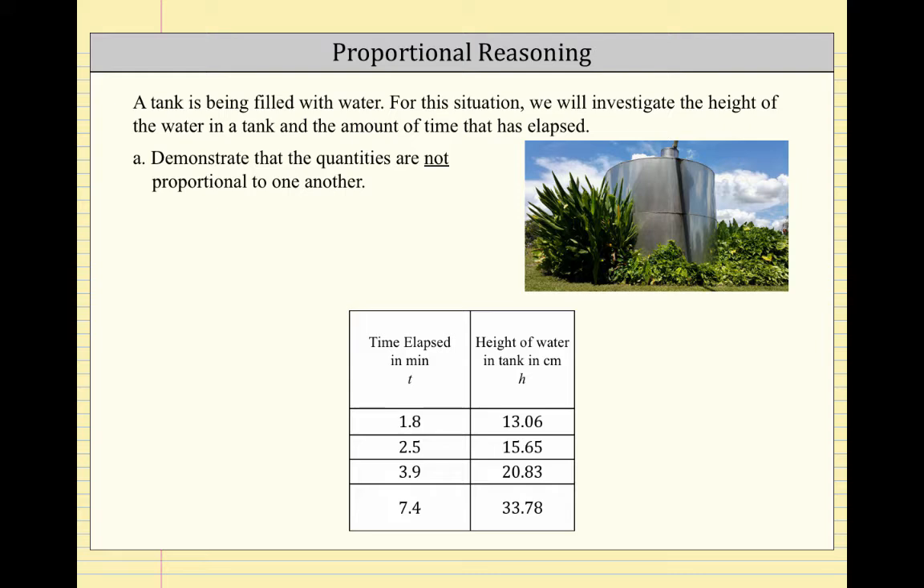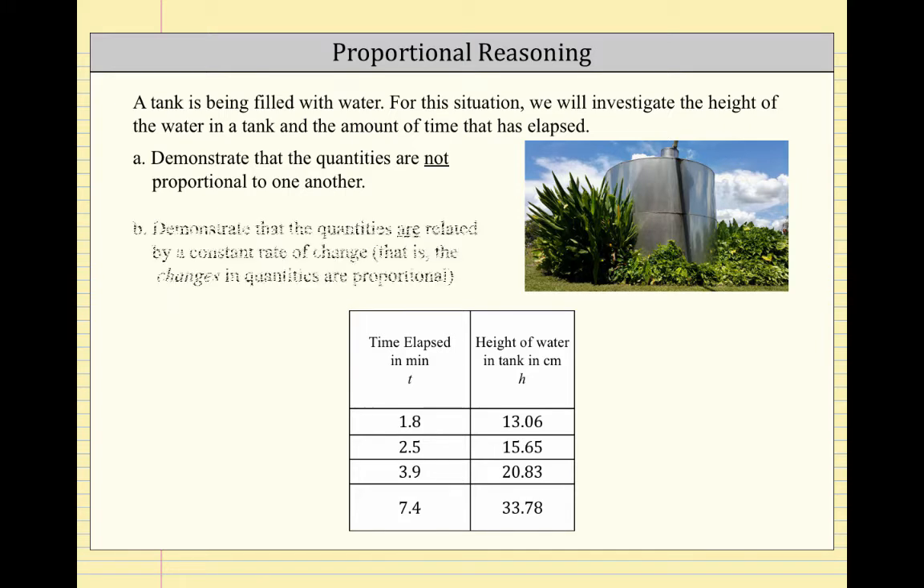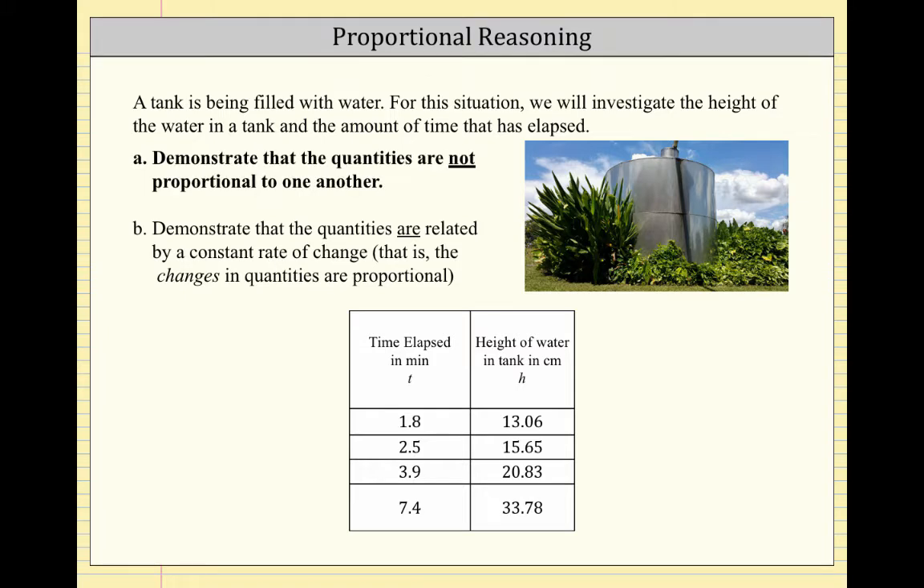The first question is we're going to demonstrate that the quantities are not proportional to one another. And then we're going to also demonstrate that the quantities are related by a constant rate of change. That is, that the changes in the quantities are proportional. So let's begin with that first question. To demonstrate that the quantities are not proportional to each other, we have three perspectives of proportionality we could choose from. I'm going to pick the constant ratio perspective to highlight that they are not proportional to one another.